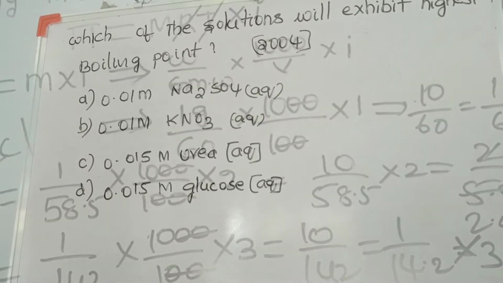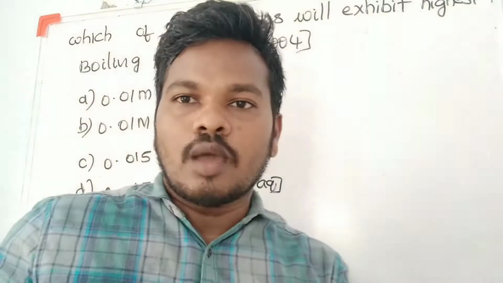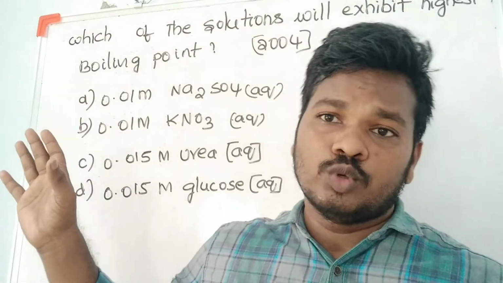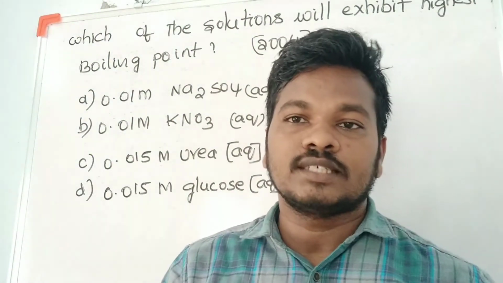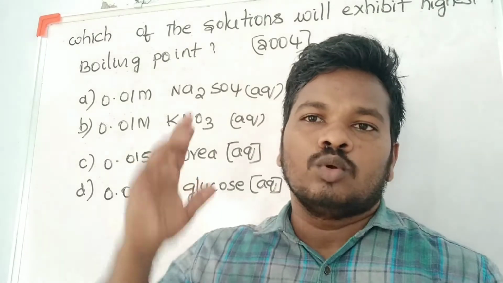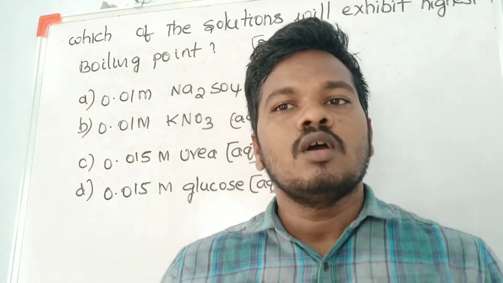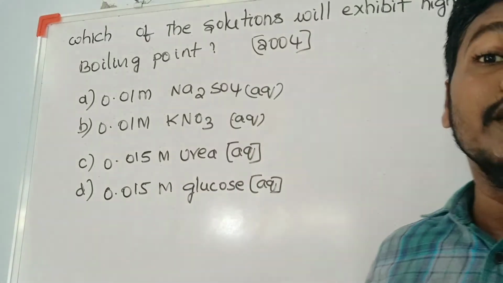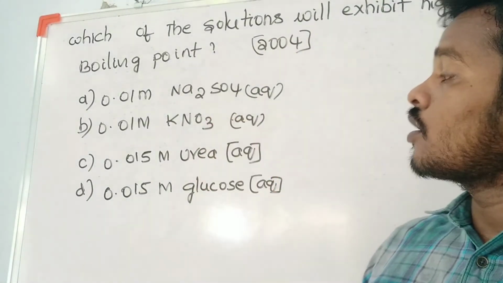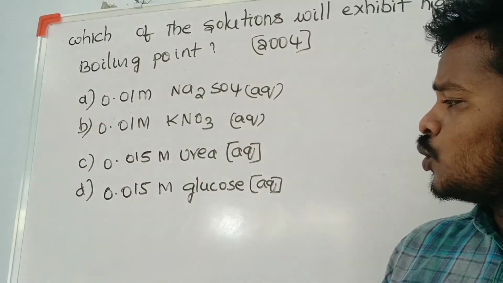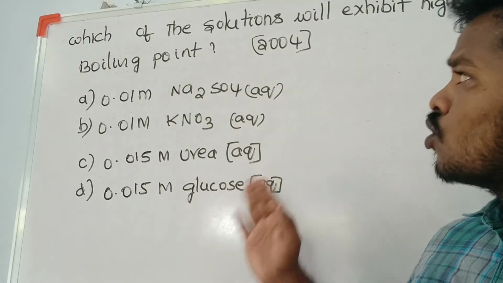The next question: which of the following solutions will exhibit the highest osmotic pressure? They asked this in JEE Mains 2004. If you observe, they have given 0.01 m Na2SO4, 0.01 m KNO3, 0.015 m urea and 0.015 m glucose.